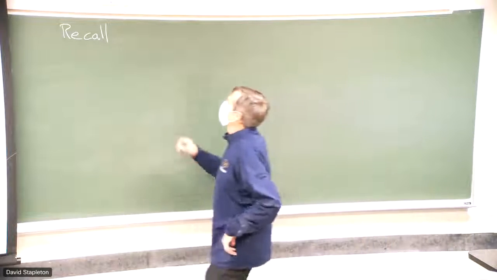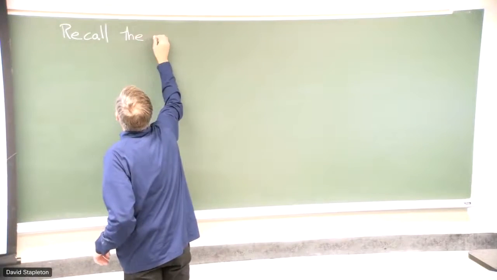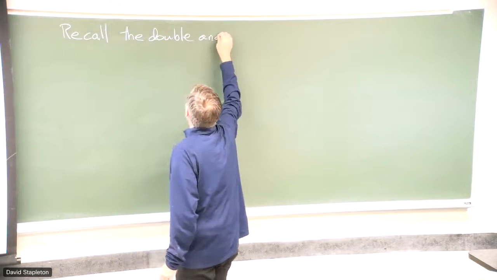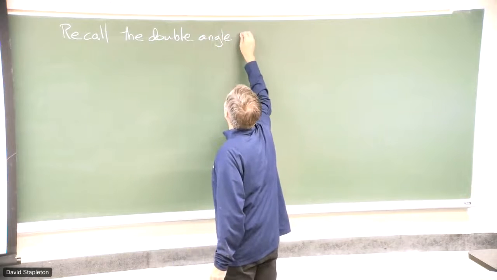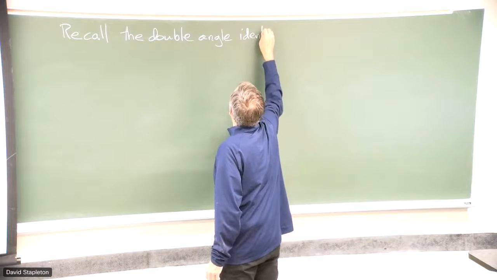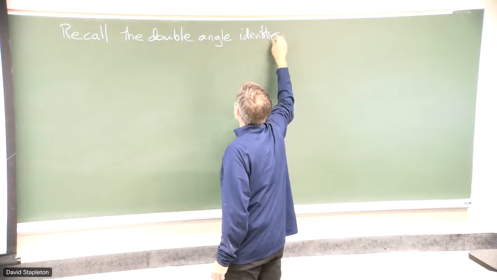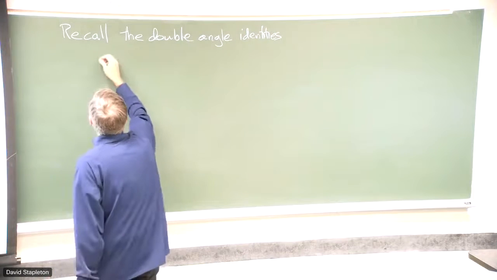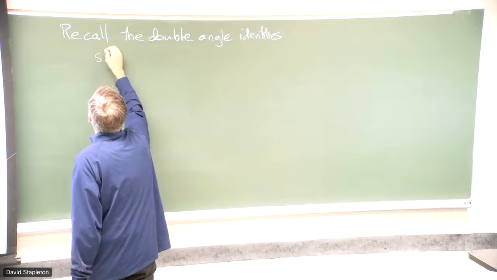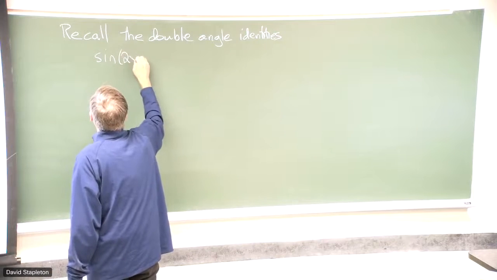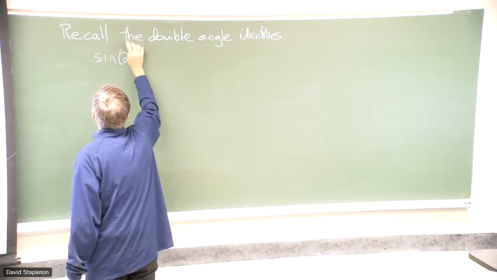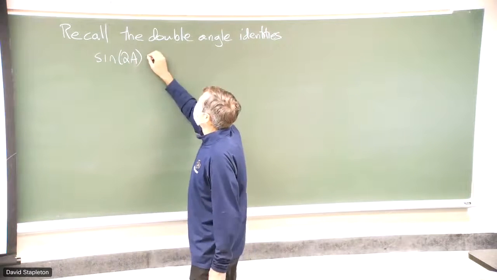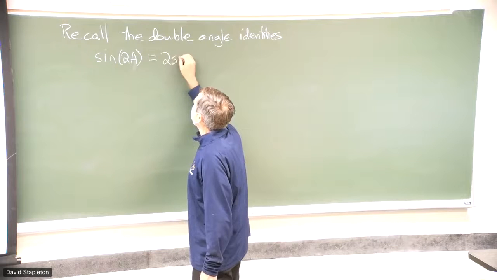Okay, so recall the double angle identities. You really have to memorize all these. In the long run, if you go take calculus or something else, they'll expect you to know these. These were the sine of 2x. How do we get the sine of, I wrote A, actually, 2A, comes out to be 2 sine A cosine A.